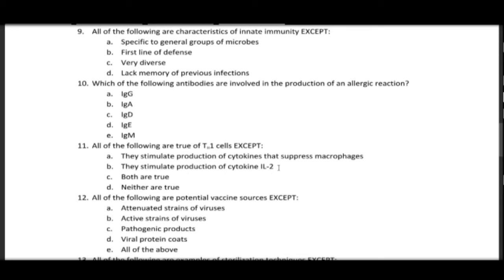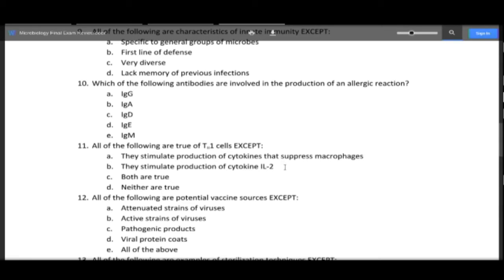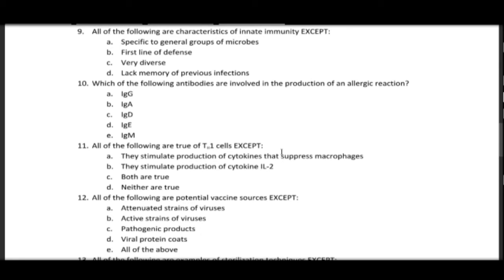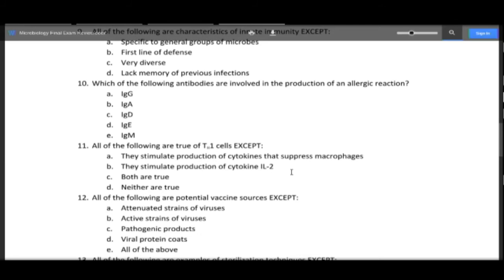If you make a chart comparing all of your T lymphocytes, like cytotoxic T, T helper 1, and T helper 2, one good thing to note would be what kind of cytokines they release. T helper 1 releases interleukin 2. T helper 2 releases, I think, two or three others, I think IL-6 and some others. I'm not sure off the top of my head, so you can look them up in your notes. But 11 is going to be B, just B. They stimulate production of interleukin 2.